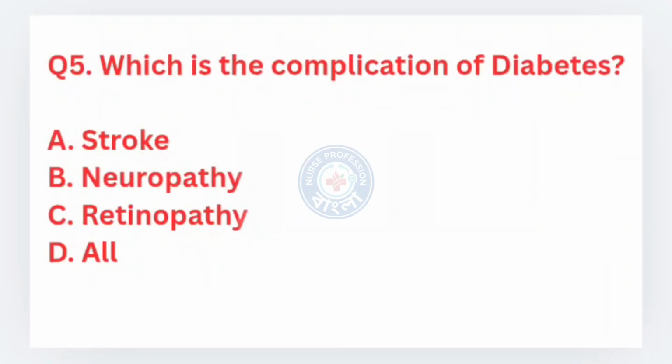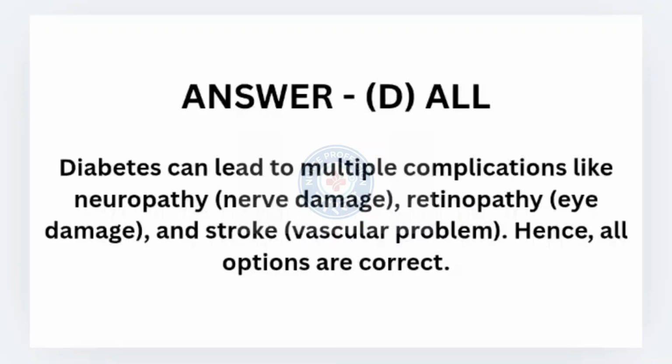Question 5. Which is the complication of diabetes? Stroke, neuropathy, retinopathy, all. Answer, all. Diabetes can lead to multiple complications like neuropathy, nerve damage, retinopathy, eye damage, and stroke, vascular problems. Hence, all options are correct.